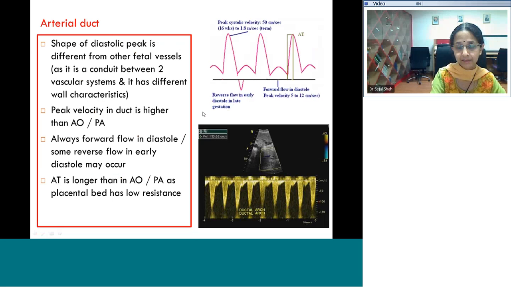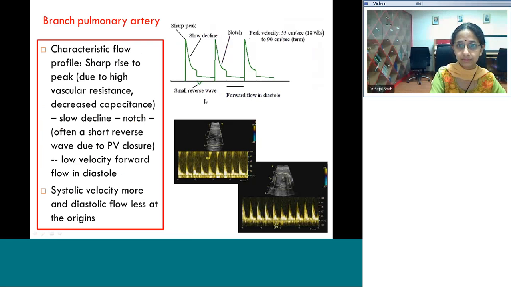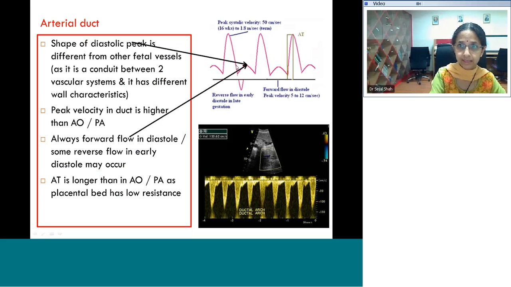The arterial duct, we remember that the ductal arch velocity is maximum in fetal life. In a normal heart, maximum velocity is seen in the ductal arch, and typically the flow is like this. It happens during systole, but during diastole, you still have a forward flow. So typically we can see here, the peak is there during systole, and then we have another peak during diastole. So this is a very different Doppler pattern compared to other vessels.